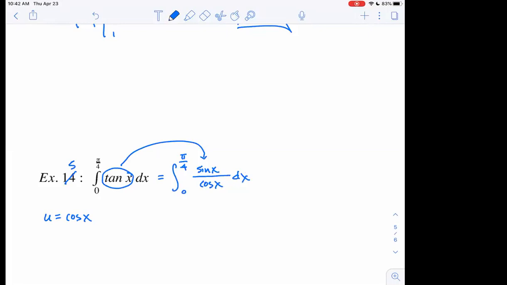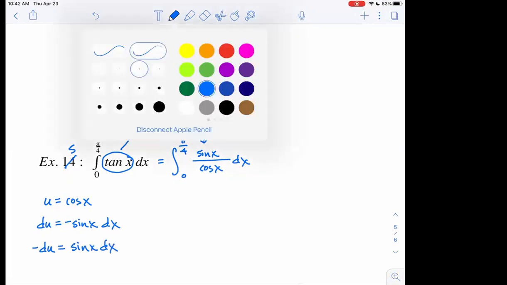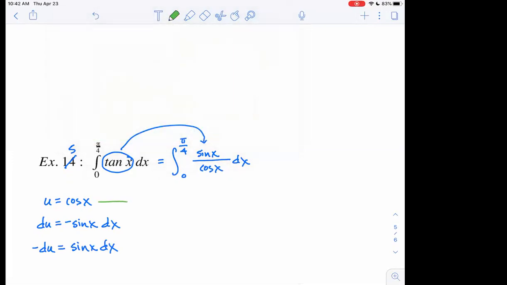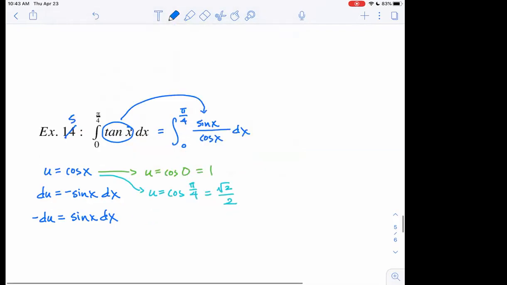All right, so I'm going to let u equals cosine x. That makes my du negative sine x dx. But I notice there's no negative sign, so I'm going to divide that negative to the other side. And then I'm going to plug in my bounds. And I'm going to plug in my other bound. And now I'm going to substitute everything in, okay?